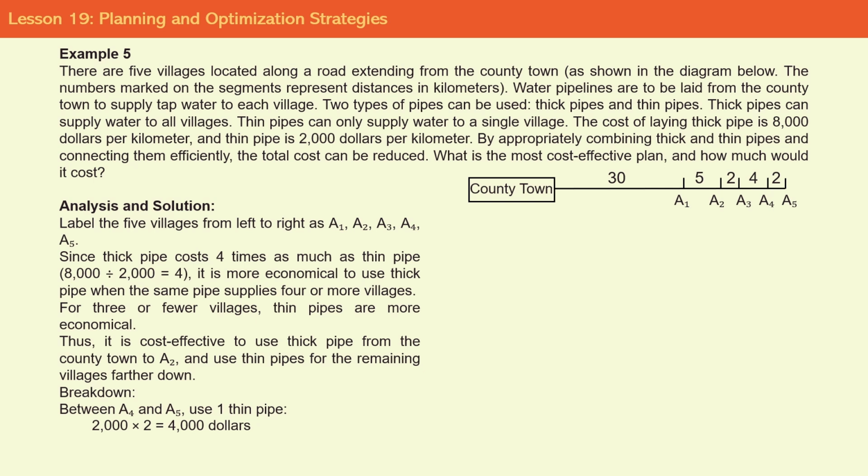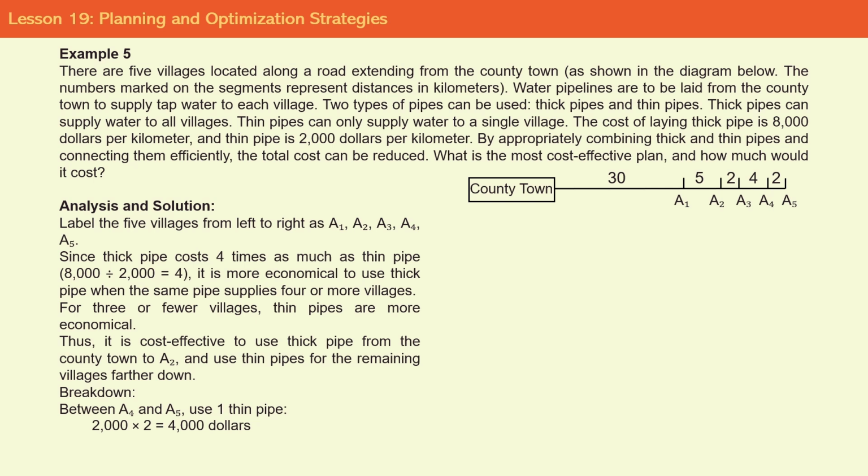Label the 5 villages from left to right as A1, A2, A3, A4, A5. Since thick pipe costs 4 times as much as thin pipe, it is more economical to use thick pipe when the same pipe supplies 4 or more villages. For 3 or fewer villages, thin pipes are more economical. Thus, it is cost-effective to use thick pipe from the county town to A2, and use thin pipes for the remaining villages farther down. Here is the breakdown.